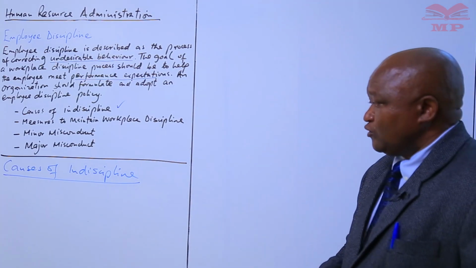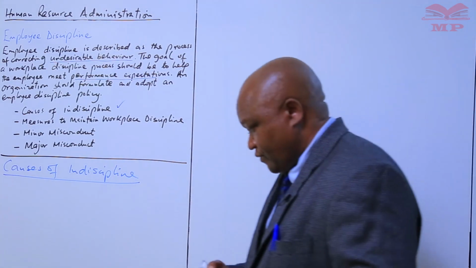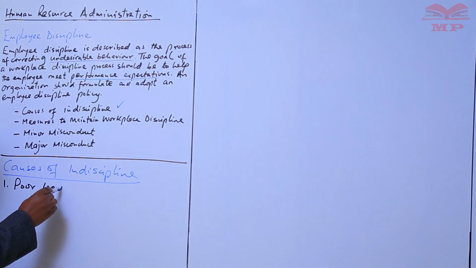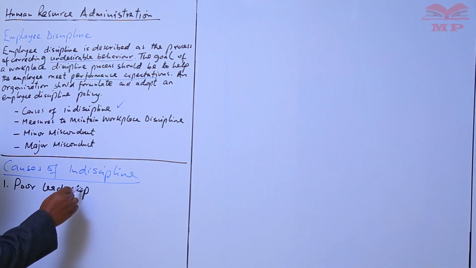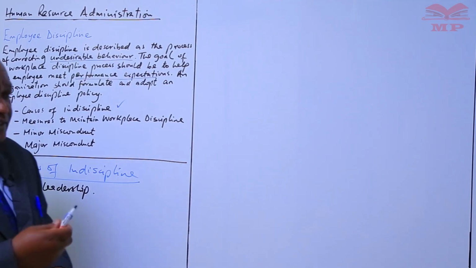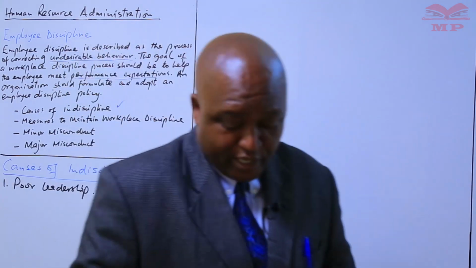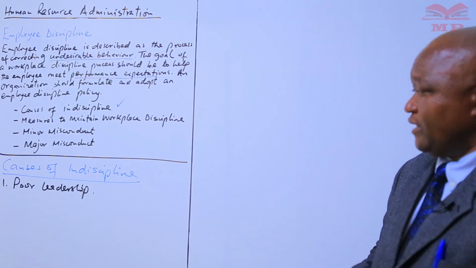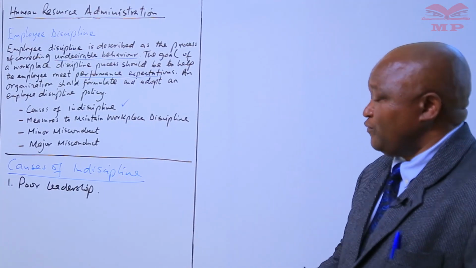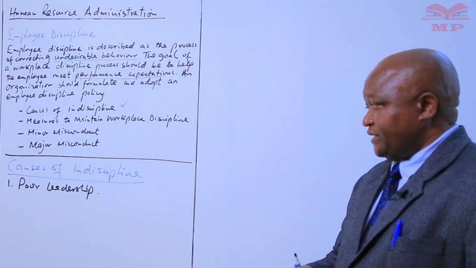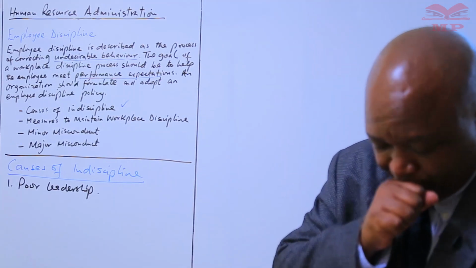One of the causes of indiscipline could be that the work environment has poor leadership. So who are the leaders? The leaders could be the supervisors. The leaders could be managers within a work environment. So where there is poor leadership, that could lead to indiscipline. People may do things the way they want because there is no leadership as far as maintaining discipline is concerned.